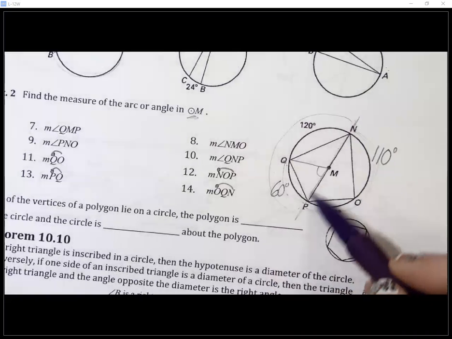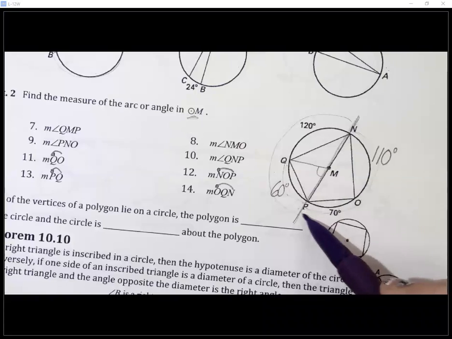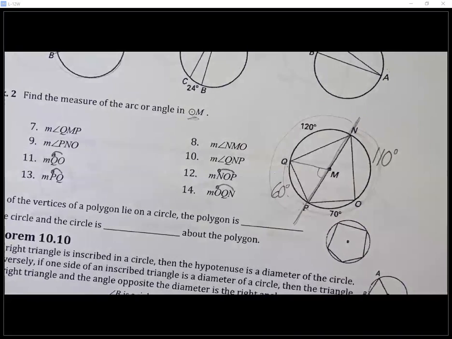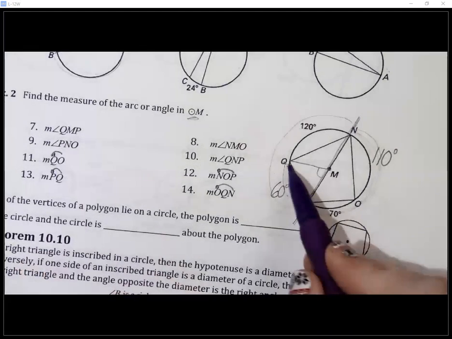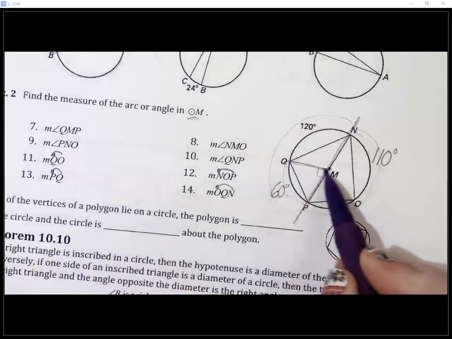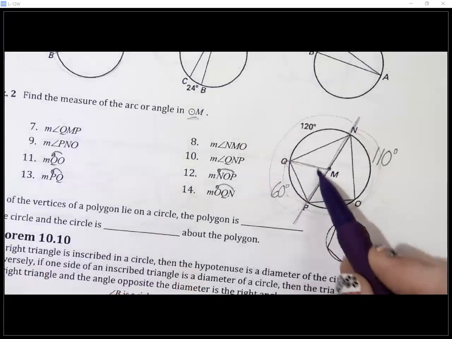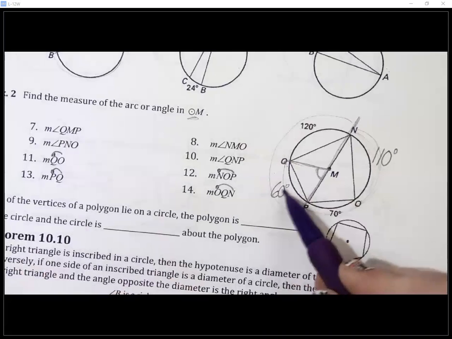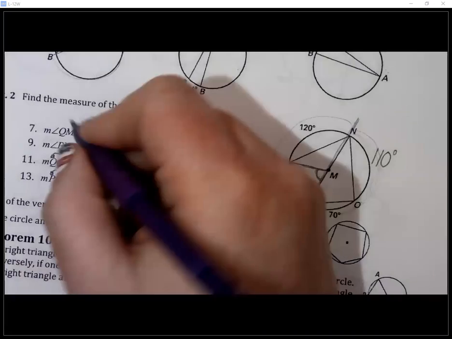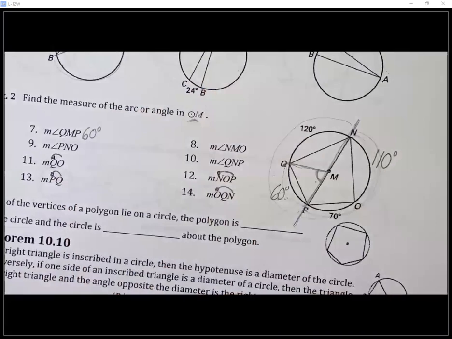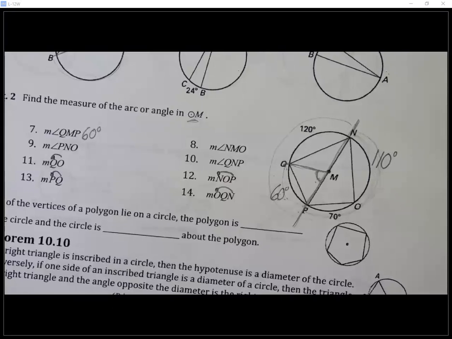And this is a diameter, right? So that's got to be 180. So the first one they're asking for is angle QMP. So you have to draw that in. QMP, isn't that a central angle? Central angles are just going to be the same as their arc. So if the arc is 60, that angle is 60. So number 7 should just be 60. Does that make sense? When the vertex is on the center of the circle, you don't do anything. Whatever the arc is, that's what the angle is.